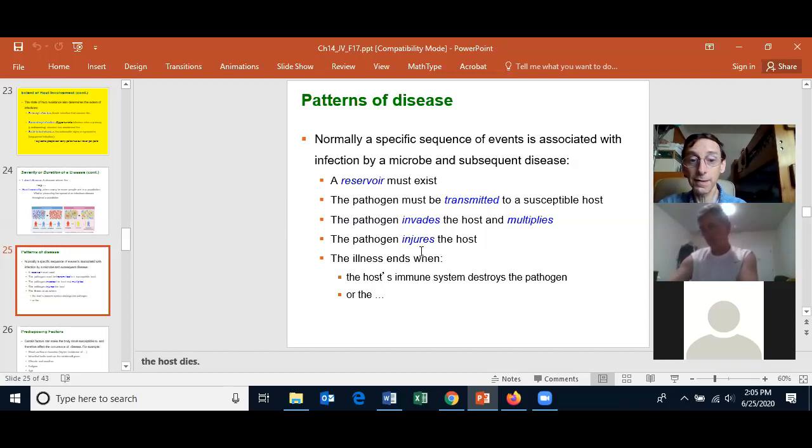And then the illness ends in one of two ways. The host immune system could either destroy the pathogen and then the patient gets better, or in the other case, the patient could die from the pathogen. Any question about that?